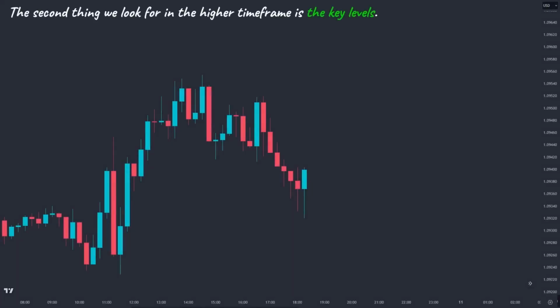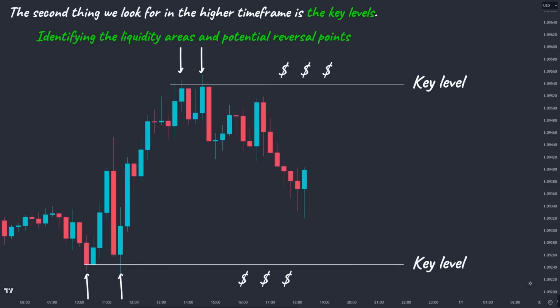We identify the key levels for 2 primary reasons: identifying the liquidity areas and potential reversal points that are our higher time frame targets. When analyzing the chart, we consider the traditional support and resistance levels as liquidity areas, especially equal highs and lows or multiple rejections, which are considered critical liquidity zones.